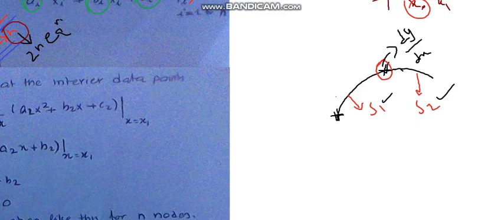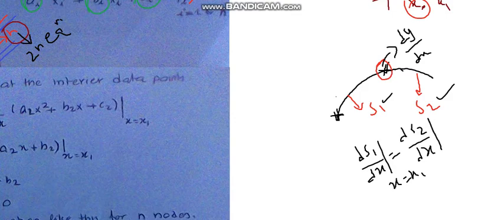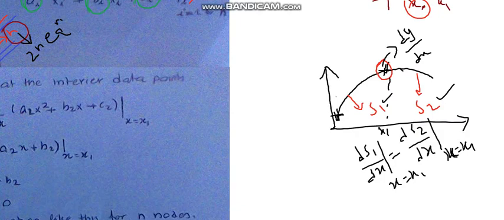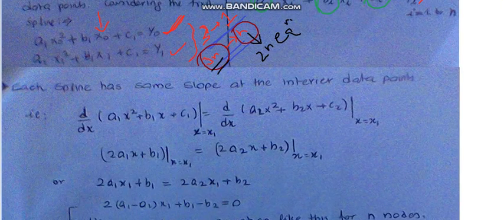So what it means is that we'll be having ds1 by dx equal to ds2 by dx at what point? At x equal to x1. If you are considering this as x1, at x equal to x1, these two slopes are the same. So that is the idea behind this.